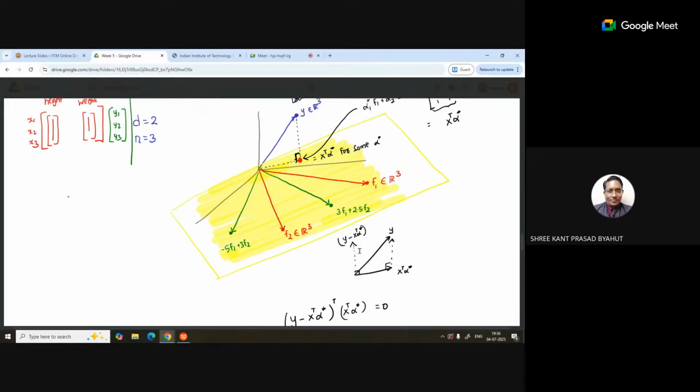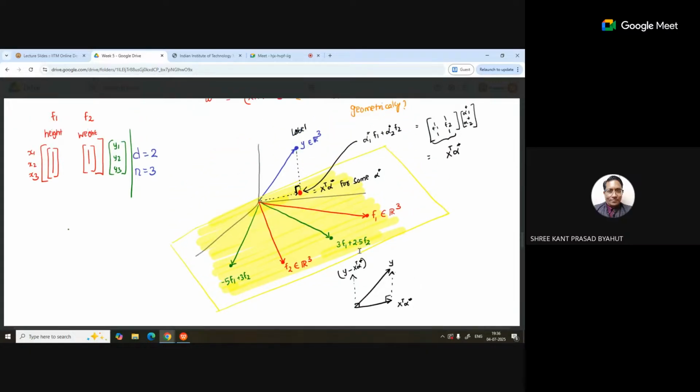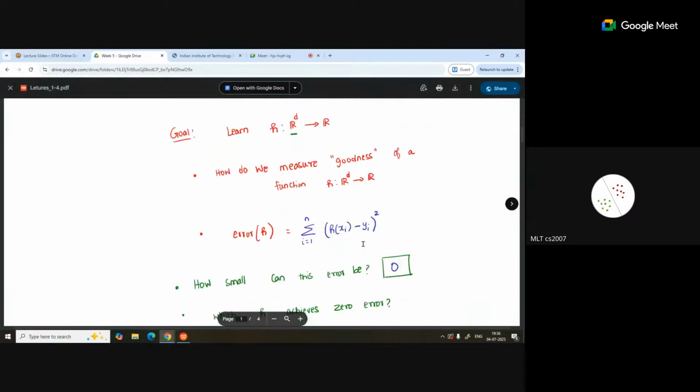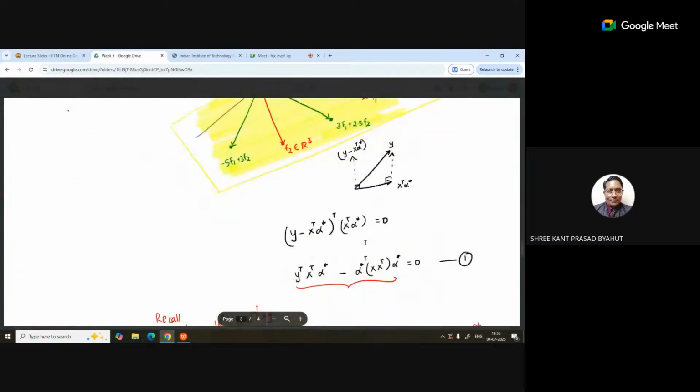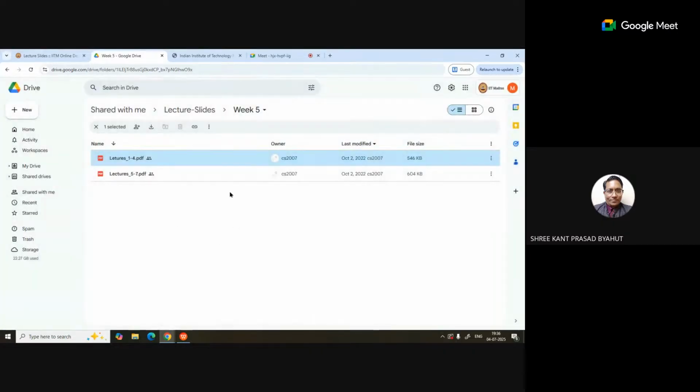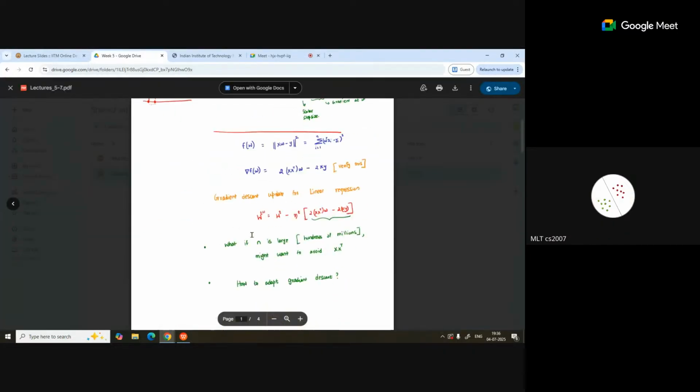Geometrically, what do we mean by the optimal weight vector? Normally we calculate it, but geometrically, let me see if I can find a 2D diagram for it.